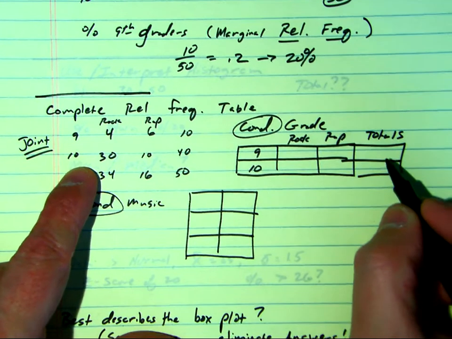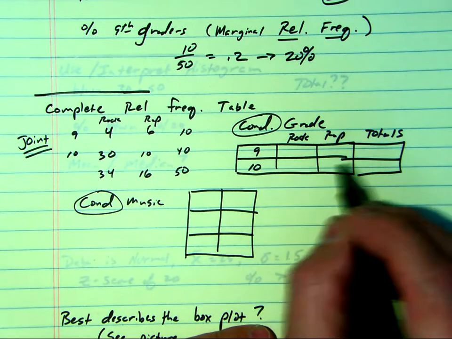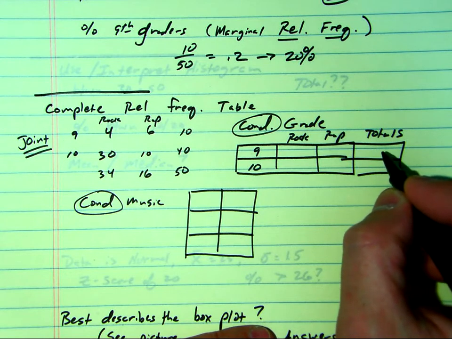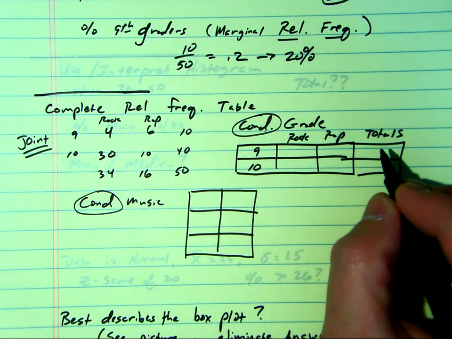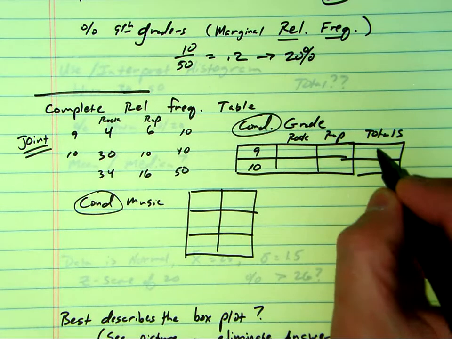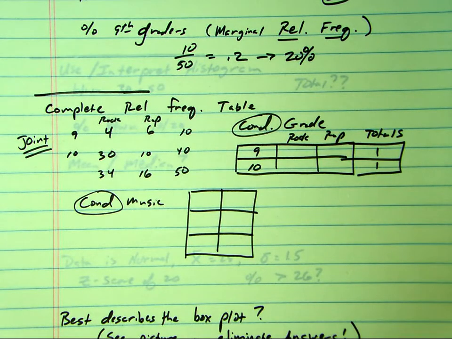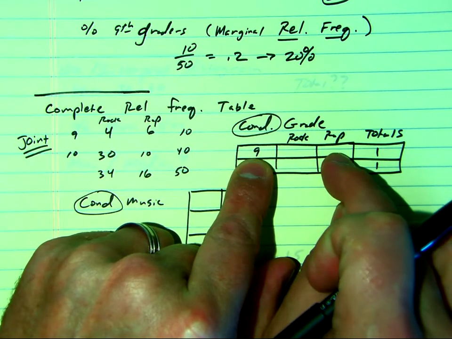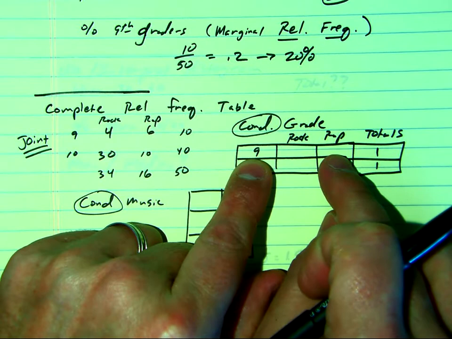What's going to be the percent in the totals for this condition? Do you guys remember? Let's express it as a decimal. They put percent on here, but what is 100% as a decimal? That's right, it's 1. You guys are used to seeing it like that on Pearson, so I want you to do that as well. So how do I find the decimal for 9th graders that like rap? What do I divide right there?